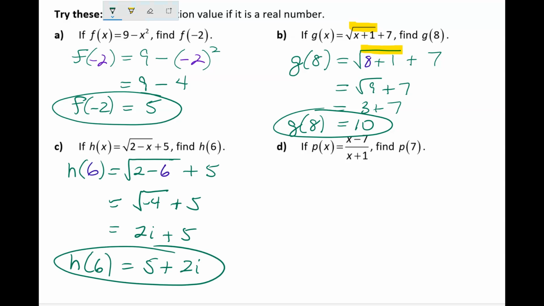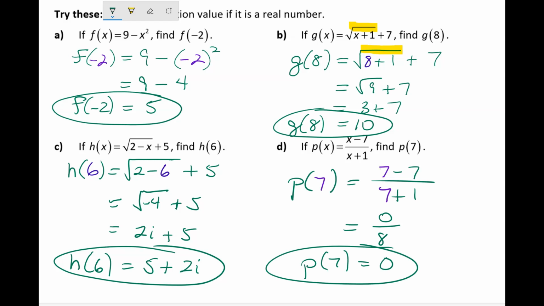All right, there's our answer for C. h of 6 equals 5 plus 2i. We got an imaginary number because we're taking the square root of a negative there. Remember that it's the standard way to express a non-real number in a plus bi form. That is, the real part is first, and then the imaginary part comes afterward. They're the same, but that's the standard way to write it. All right, now try D.